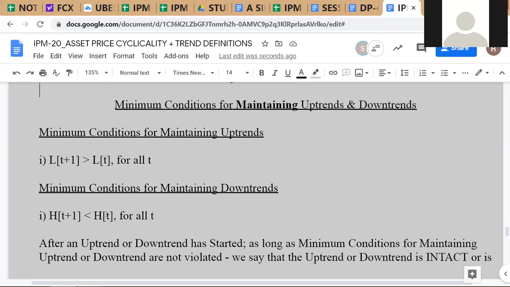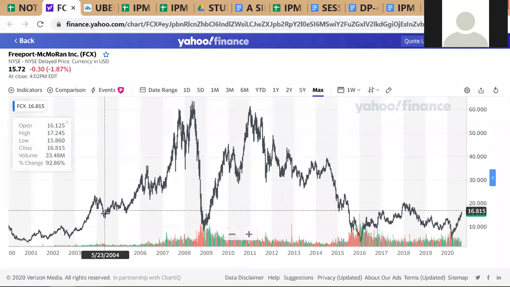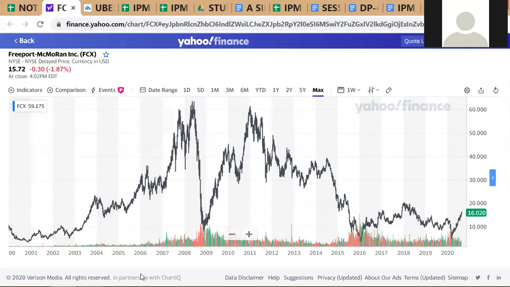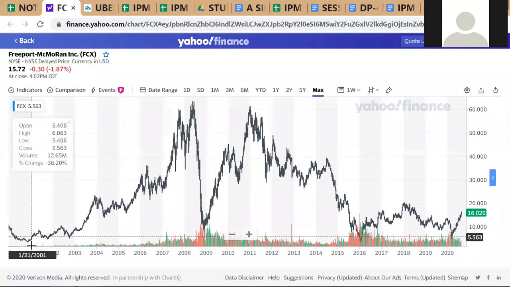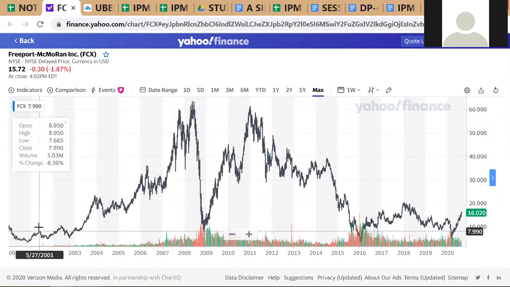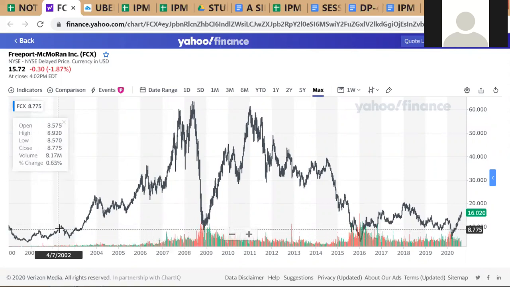Okay, so let's see how this works. Go back to FCX. We focus on this trend. For now, here you have first low, second low, first high, second high. Immediately, as soon as this high is exceeded, you have the beginning of an uptrend. The start of an uptrend has been demonstrated here.